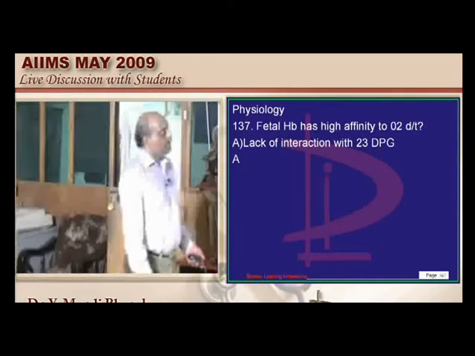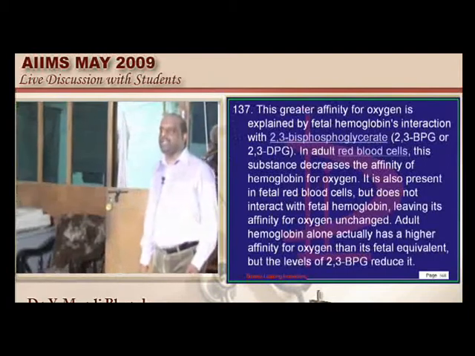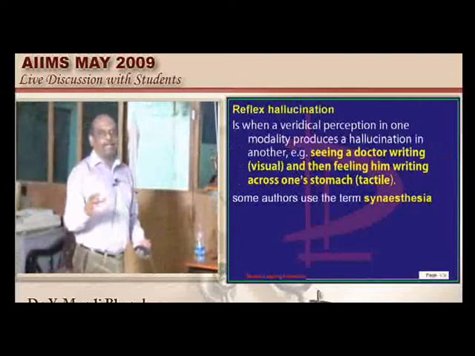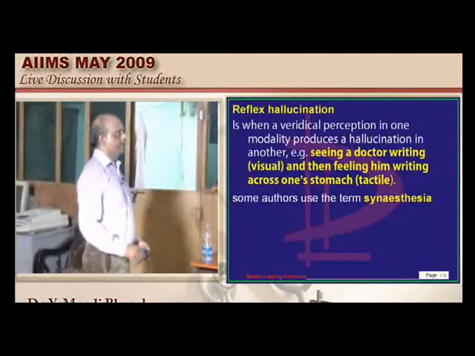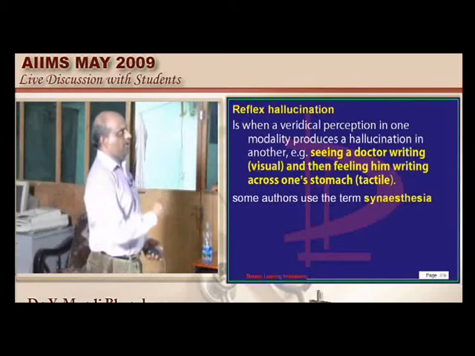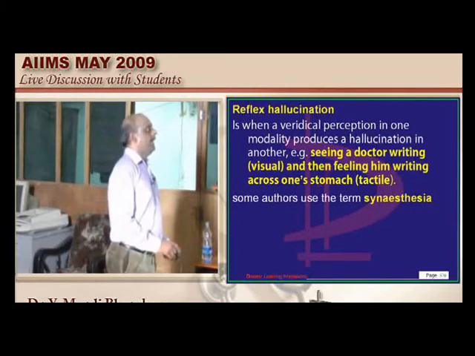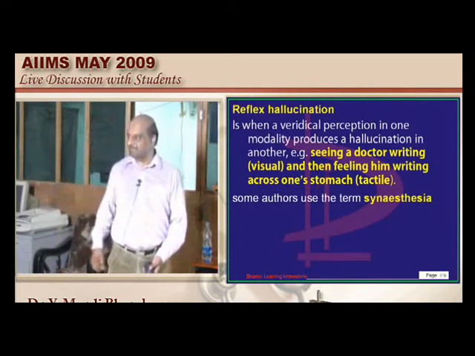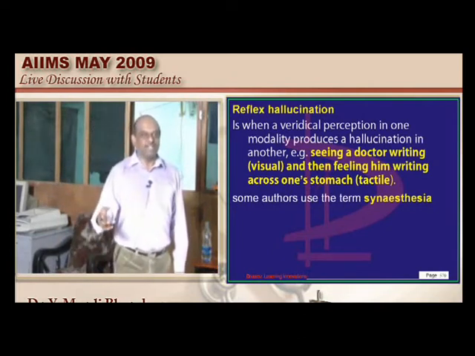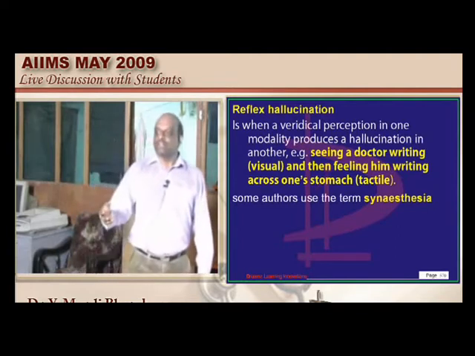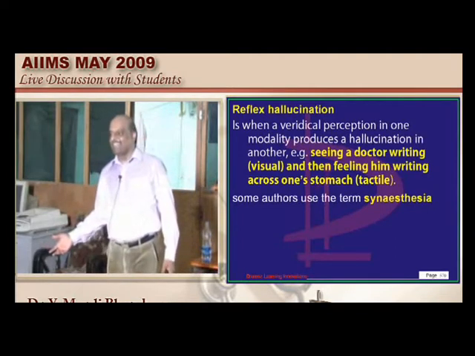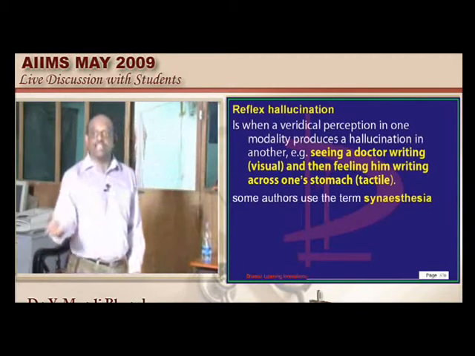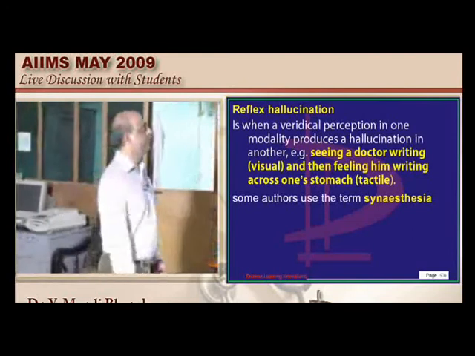Now what is a reflex hallucination in psychiatry? It is one modality of hallucination triggered by another. For example, if the patient sees the doctor writing, which is visual, and then he feels that somebody is writing across his stomach, which is tactile. It's a great opportunity, right? The only thing is you have to see and then feel it. You must be lucky enough to have that hallucination. So it is also called synesthesia fundamentally.